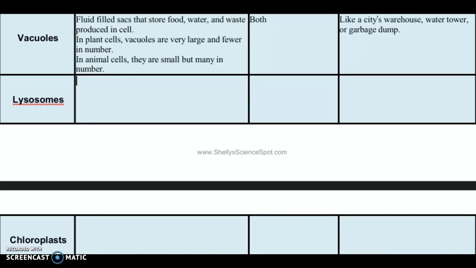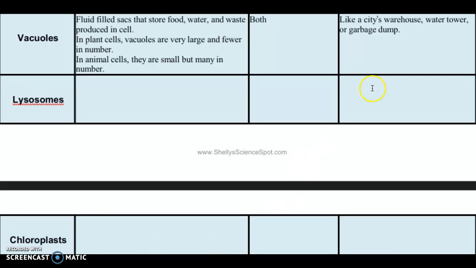There we go. And the next one that we have is what is known as a lysosome. Now, fun fact, these are actually not present in plant cells. These are only found in animal cells. They are actually very small and round in shape, but their function is to break down large food molecules into smaller ones. They also digest old cellular parts that don't function very well or have stopped functioning.